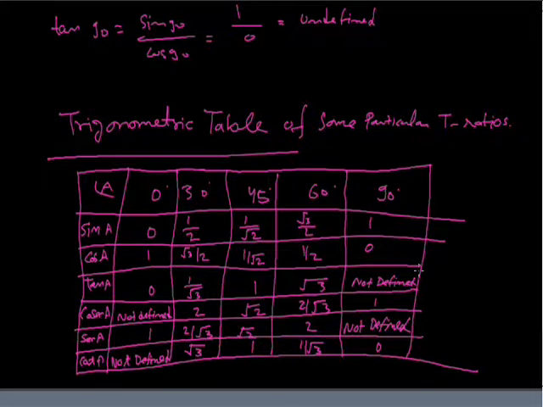Last we come to cot A. Now cot A equals 1 upon tan A. Cot 0 equals 1 upon tan 0, not defined. Cot 30 equals 1 upon tan 30 equals root 3. Cot 45 equals 1 upon tan 45 equals 1. Cot 60 equals 1 upon tan 60. And cot 90 equals 1 upon tan 90, that is 0. So in this way we can easily learn the trigonometric table.